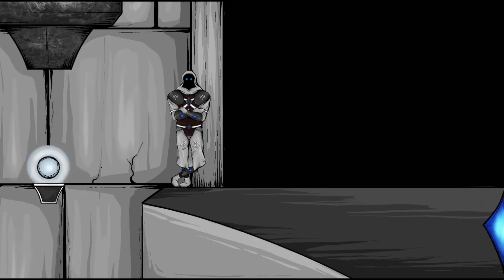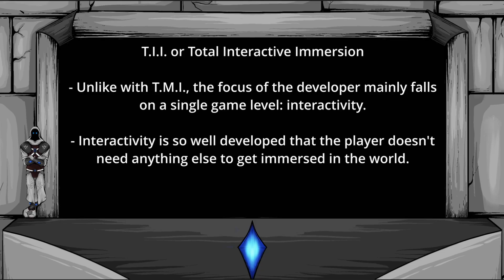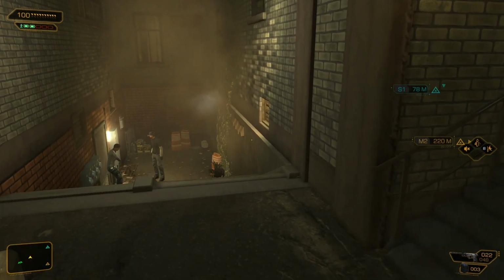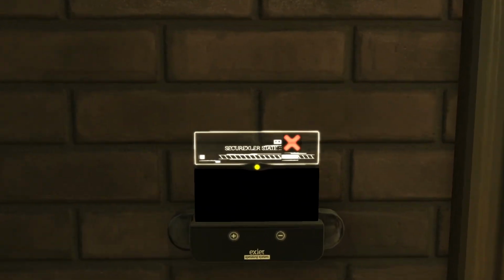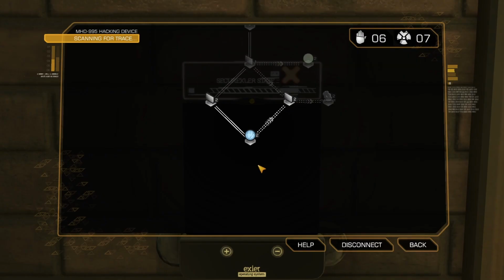Unlike TMI, in which immersion is prioritized on every single game level, Total Interactive Immersion is when a developer focuses on developing immersion on a single game level, interactivity. However, the interactivity with the environment of the game is done to such an extent that players don't need anything else to get immersed. What the game may lack in, say, NPC routines or realistic day-night cycles, it makes up for in the sheer breadth of choices when it comes to interacting with the environment.